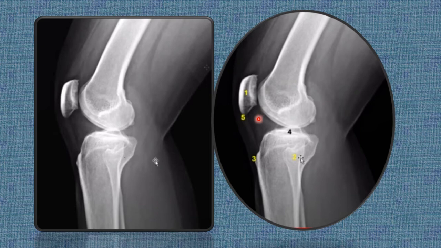This is the lateral view. 1 is the patella, 5 is the apex of the patella, 4 is the articular surface, 2 is the fibula. You can see the superimposed shadow of the fibula. This is the tibial tuberosity. So apophysis, tibial tuberosity.